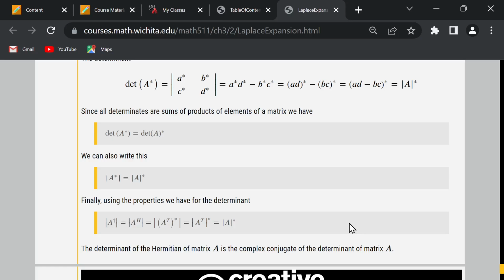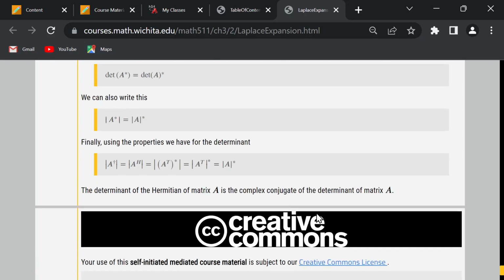It turns out that the determinant of the conjugate of a matrix is the conjugate of the determinant. That shouldn't be too hard. Just write out the Laplace expansion, right? You can write it using DET or using the vertical bars. And since the determinant of the transpose is equal to the determinant of the original matrix, the determinant of the Hermitian is equal to the conjugate of the determinant, right? The transpose part doesn't change the value of the determinant, but the complex conjugation part changes the value of the determinant.